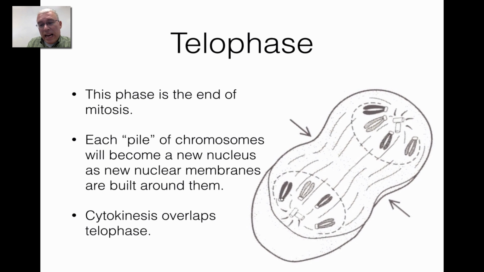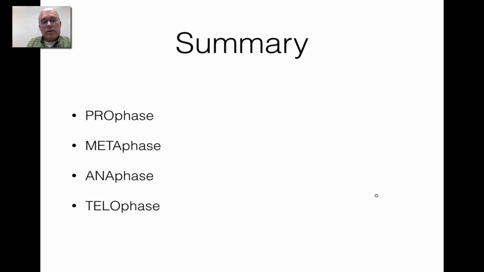Now, while this is happening with the DNA or the chromosomes, the whole cell's cytoplasm is being separated here in a process called cytokinesis. And in this picture, these arrows represent kind of a pinching in of the cell membrane here to create two new cells. So altogether, prophase, metaphase, anaphase, and telophase form the four phases of mitosis.